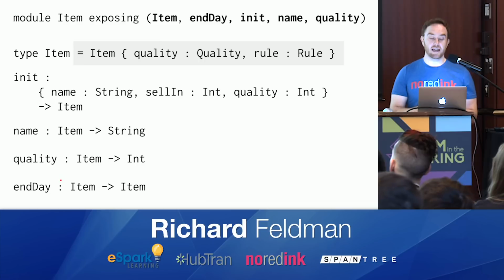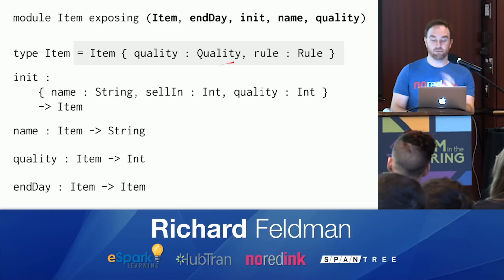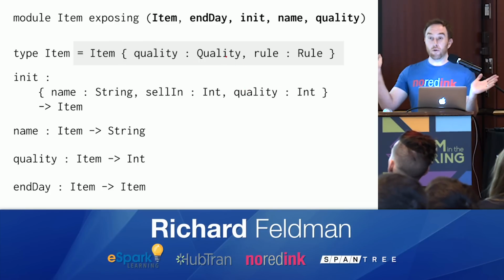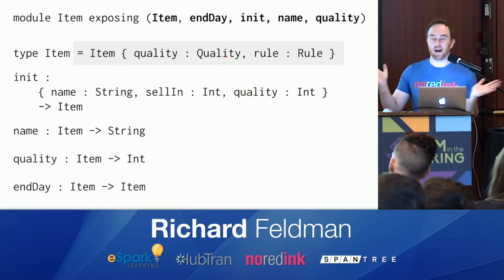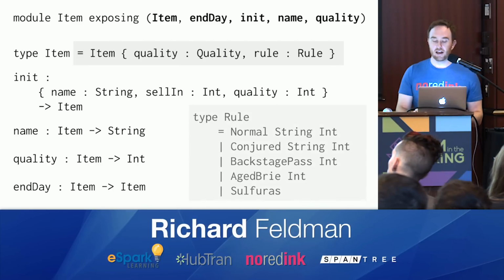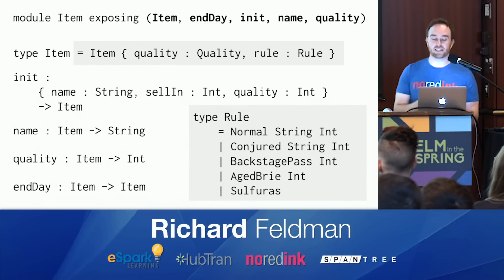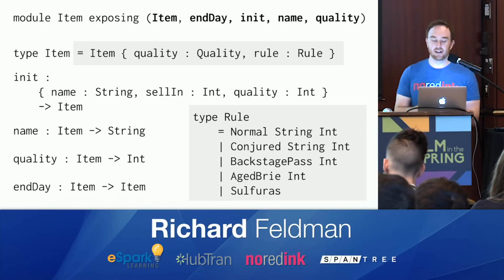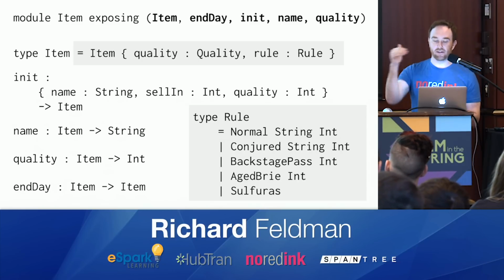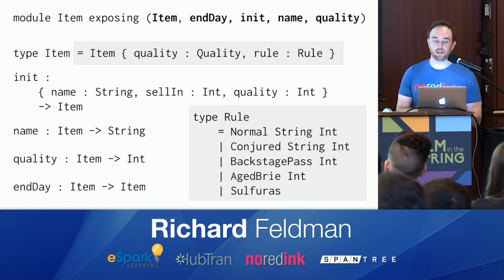Cool. Internally, we do have some more stuff going on. In fact, we don't even have a sell-in internally. That's part of the rule. We don't store quality as an int. We actually store it as a separate type, but nobody outside this module needs to know or care about that. We've maintained backwards compatibility. And we have this really helpful rule type that's setting us up for success over the long term. Anytime we need to add a new edge case, we add it right there, and then we get missing patterns errors everywhere else that we need to make new changes.